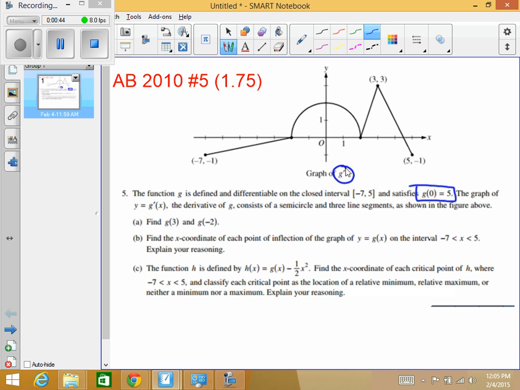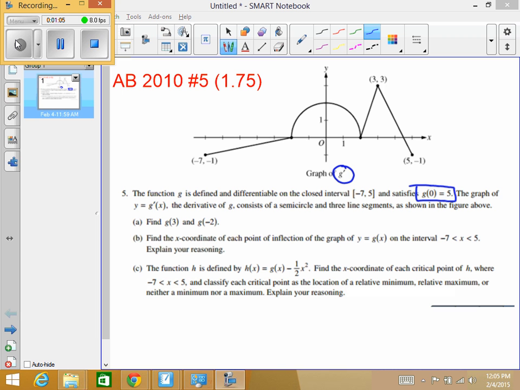It tells us y equals G prime of x, the derivative of G, has a semicircle, which we can see in the picture, and 3 line segments that we also see in the picture. So a semicircle and 3 line segments.